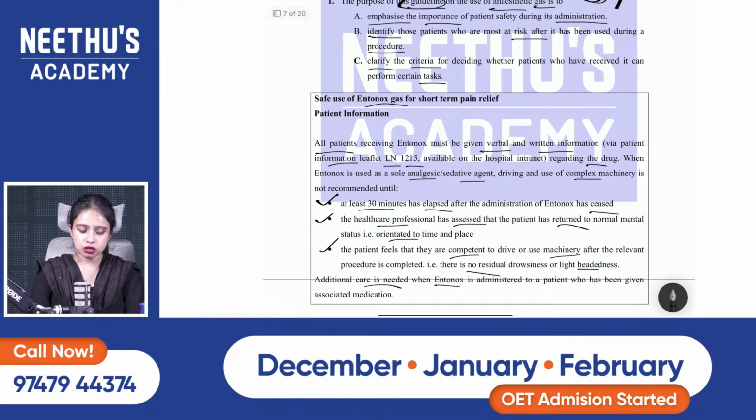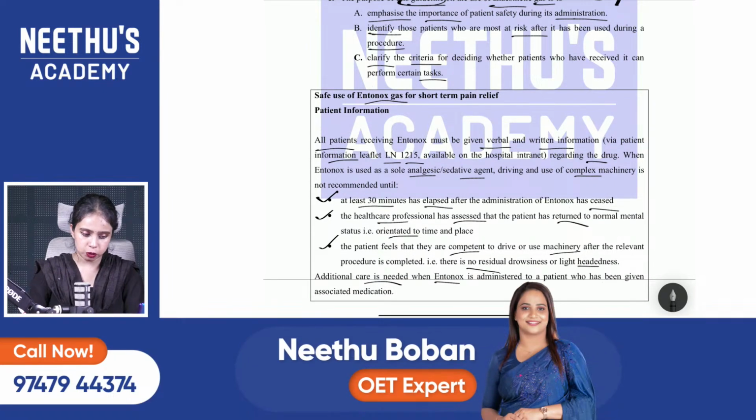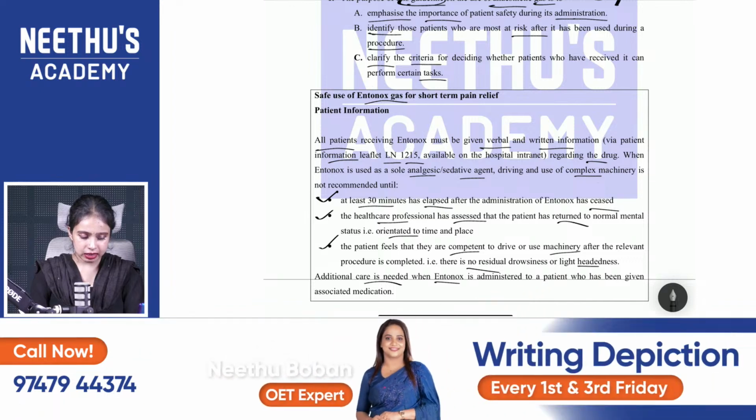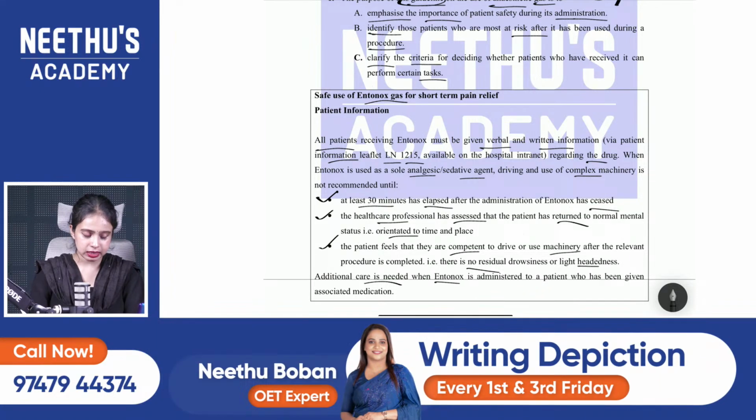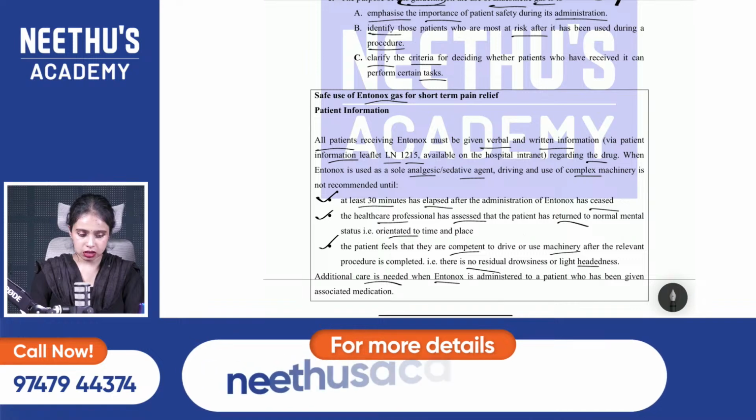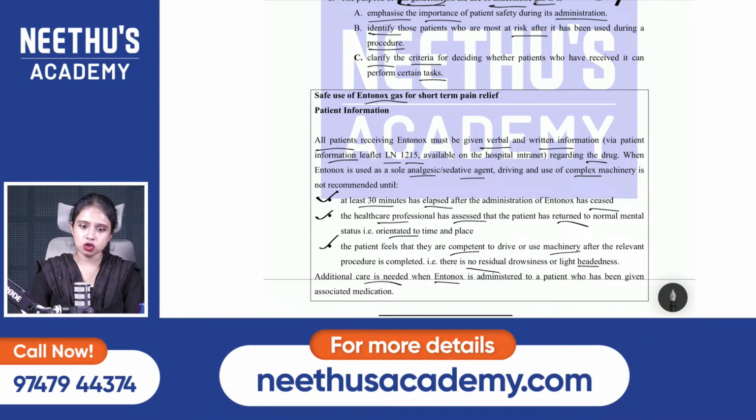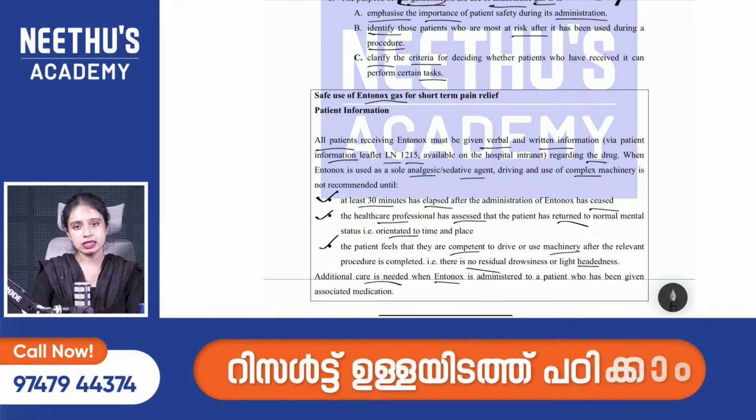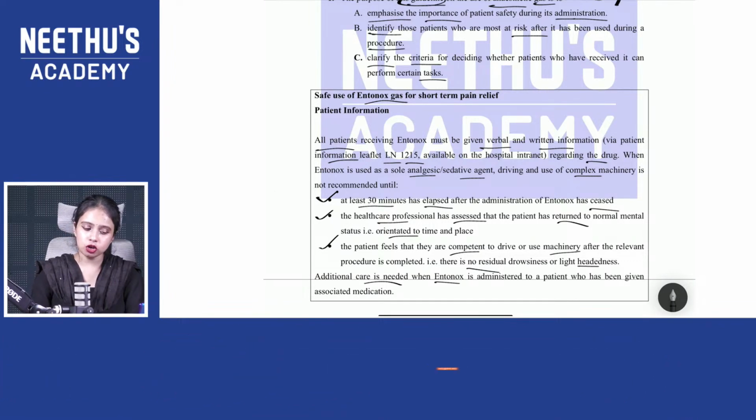Now tell me, what is your answer? Please comment here. Hi Vincent, yes Suma, hi Felba, good evening. Yes, please do comment your answers here. What is your right answer? Whether it is option A, B or option C? Which is the correct answer? Is it option A, B, or C?